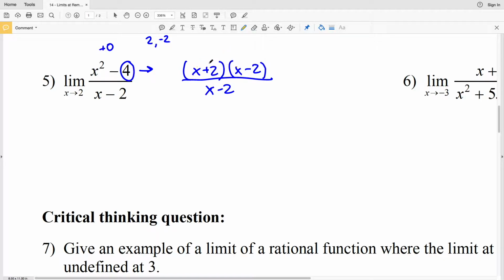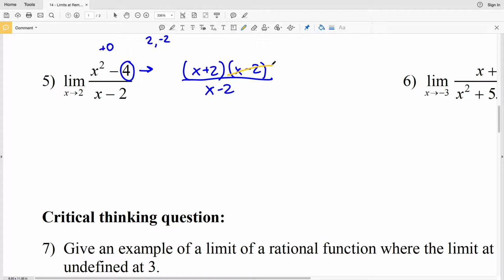X times x is x squared, x times negative 2 is negative 2x, and then we'll be adding that to 2 times x, which is 2x, but negative 2x plus 2x is 0, so we have x squared, and then we're going to be adding that to 2 times negative 2, which is negative 4, so x squared minus 4.